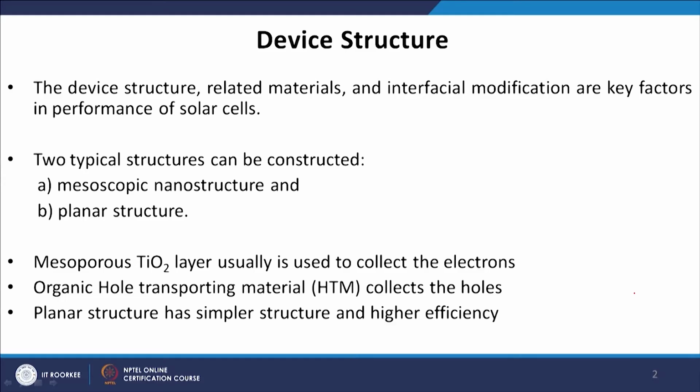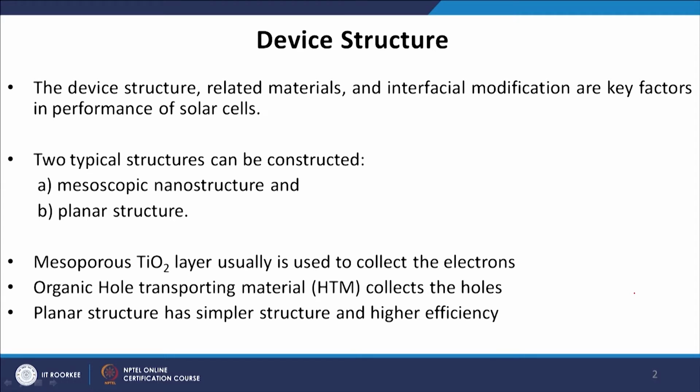Now, in the last lecture we mentioned that we will learn how to fabricate a perovskite solar cell, and what the different components of a perovskite solar cell are. Today we will see what different kinds of geometry are possible in this kind of solar cell, and how you can make the perovskite solar cell in the lab. Let us take a look at the device structure.